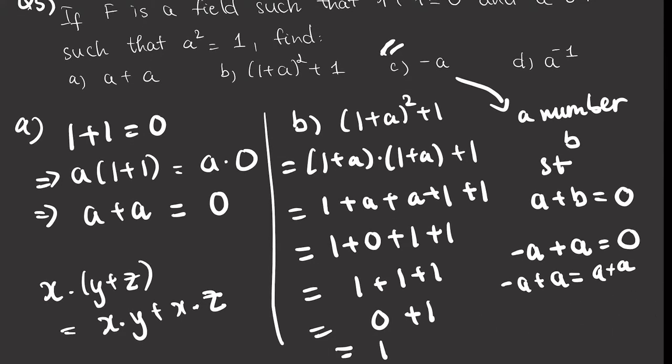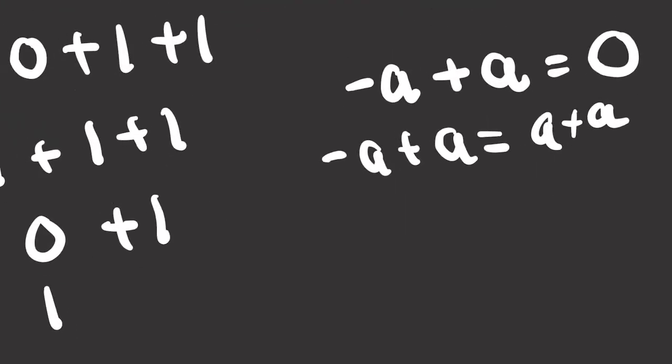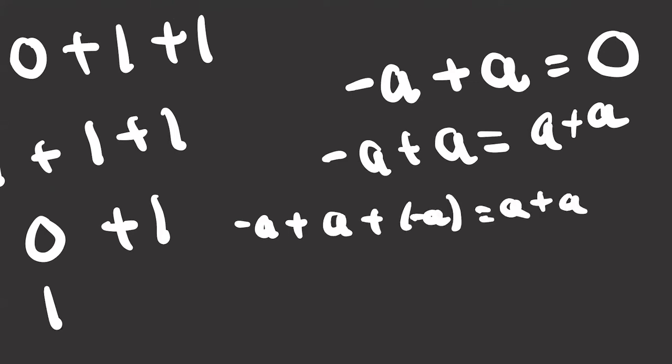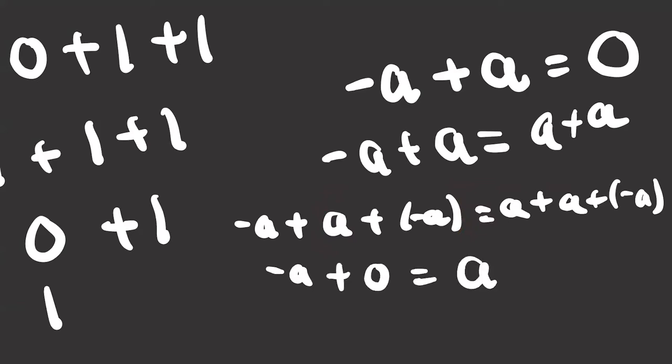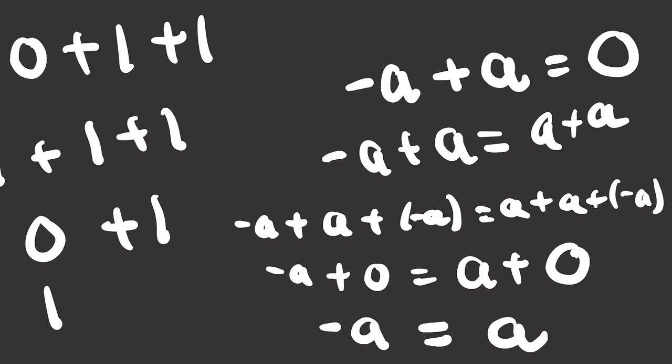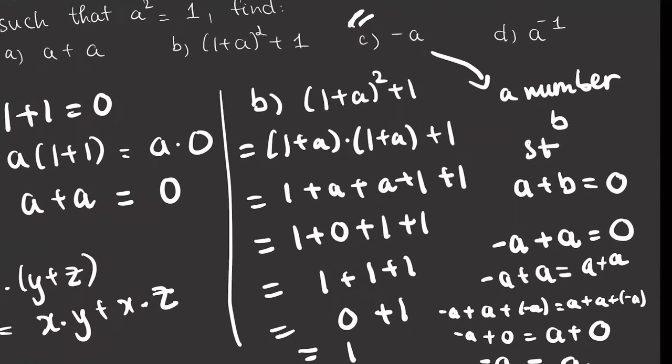I think I should write it. Okay, so we have negative A plus A, and add negative A one more time. So A plus negative A will be 0, okay? And A plus negative A will also be 0. Negative A plus 0 is negative A. A plus 0 is A. So negative A equals A.